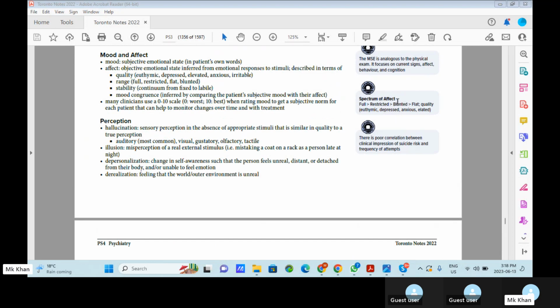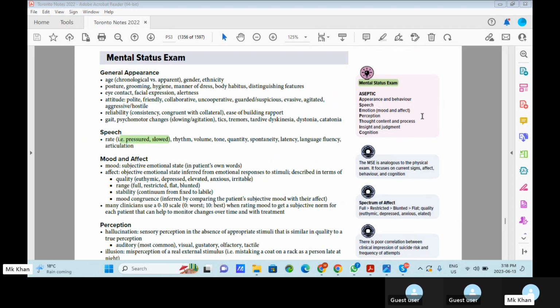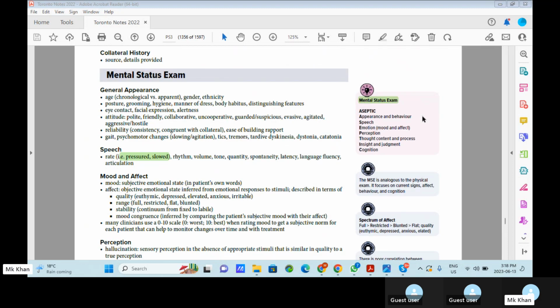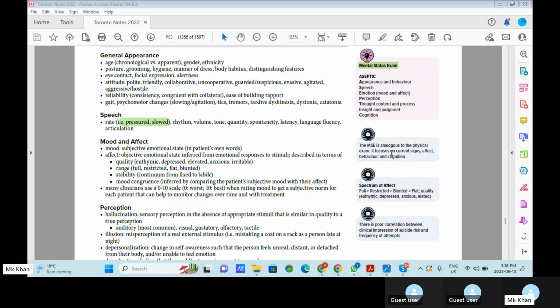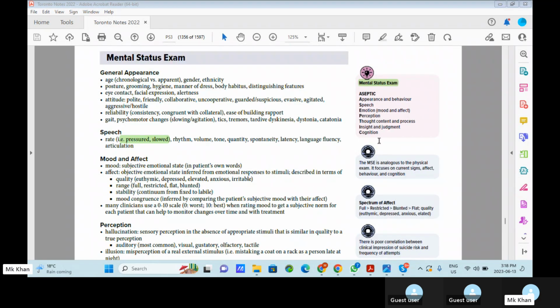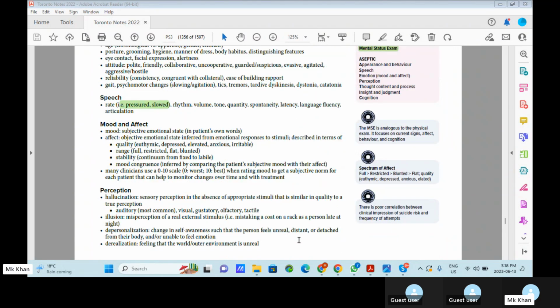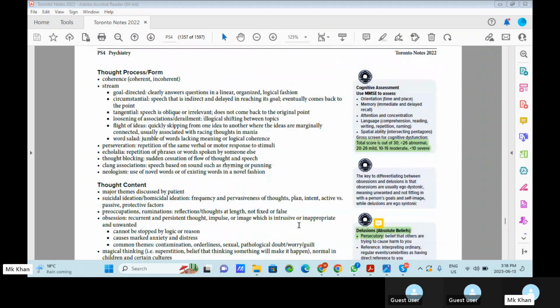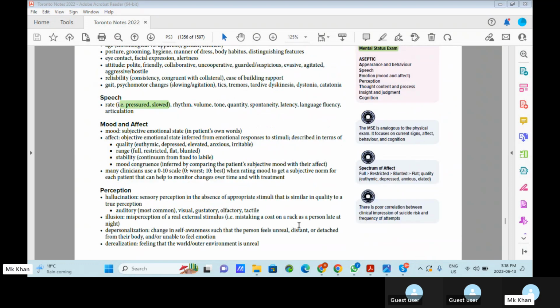And what is the spectrum of affect? All the range from full, restricted, blunted, to flat, like the behavior of the patient. And MSE is analogous to physical exam, so this one I have already read. So this is all the mental status examination. This is the abbreviation and these are the detailed versions of those. Then the fifth thing was thought content and process.